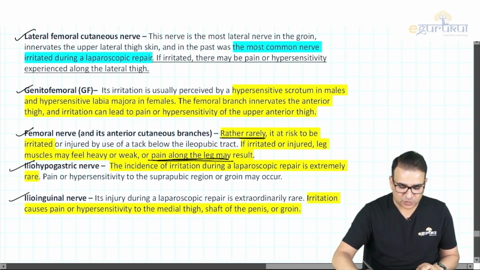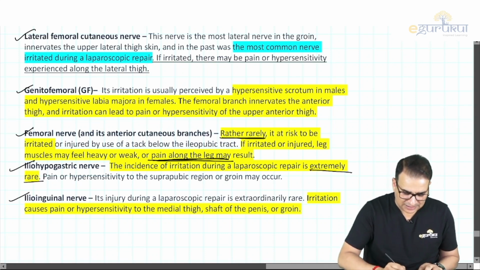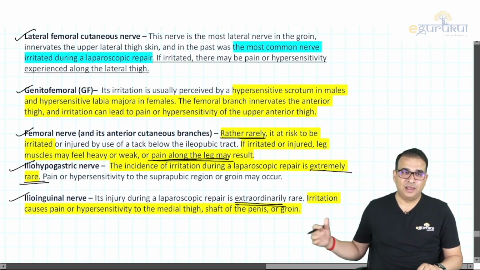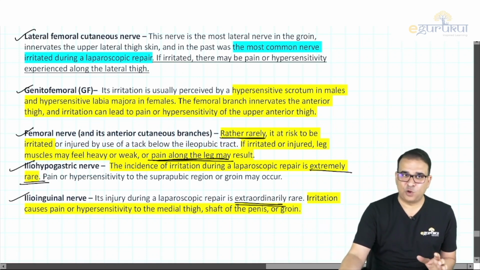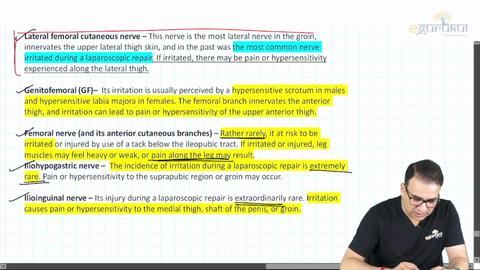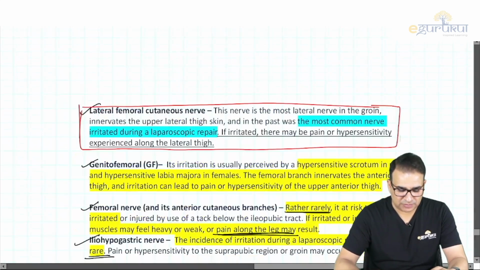Ilioinguinal nerve and iliohypogastric nerve, they are involved in this laparoscopic repair, but as I said, it's extremely rare. It says extraordinarily rare involvement of the iliohypogastric nerve and ilioinguinal nerve. So that's why my answer to this question is the lateral cutaneous nerve of the thigh. Lateral cutaneous nerve of the thigh.